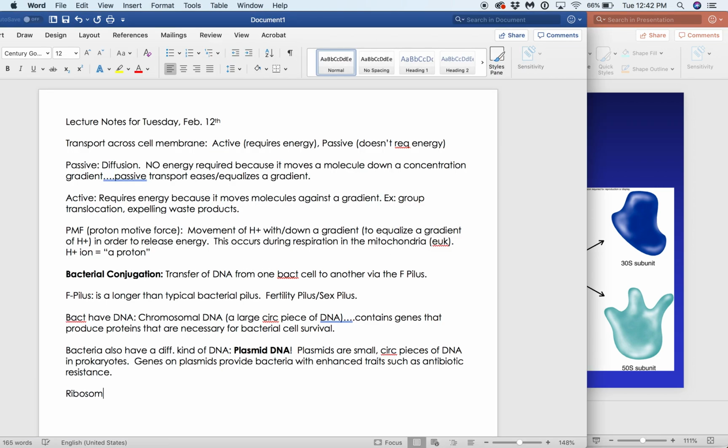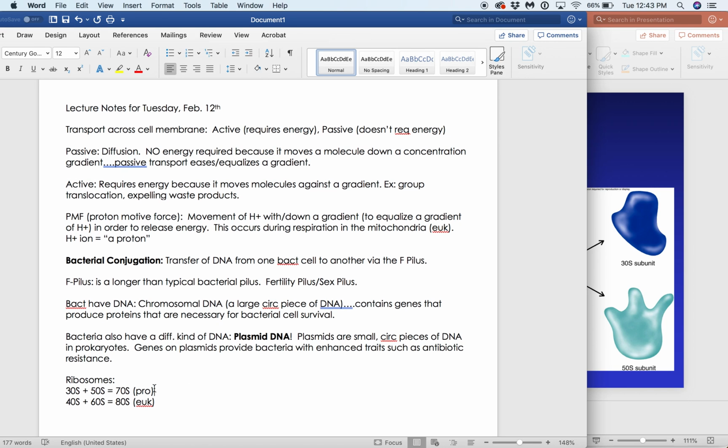So ribosomes. The 30S ribosomal subunit in bacteria and prokaryotes plus the larger one, the 50S, gives you a 70S sized ribosome, and that's prokaryotes. In eukaryotes, the smaller ribosomal subunit is a 40S, and the larger is a 60S ribosomal subunit, and that gives you an 80S in eukaryotes. All right, so that's another difference between prokaryotes and eukaryotes.